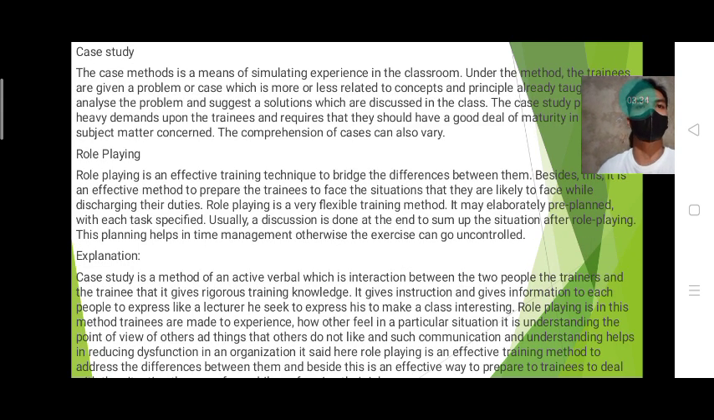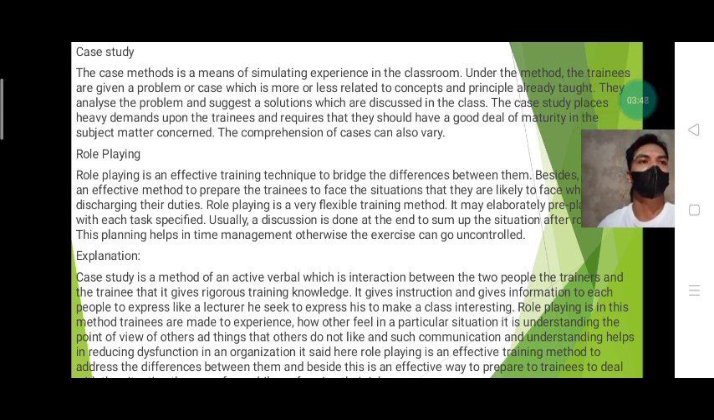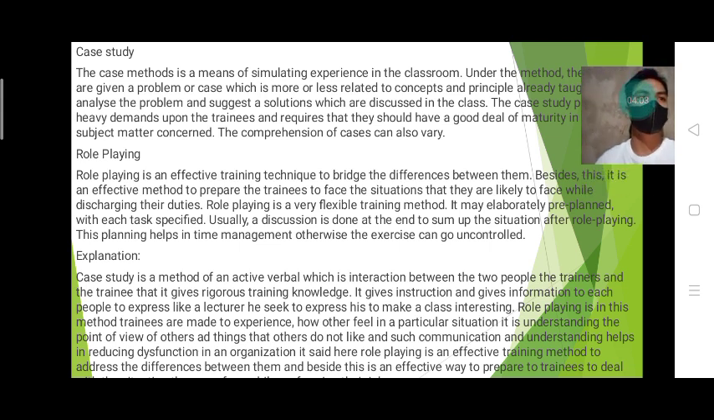Case study. The case method is a means of simulating experience in the classroom. Under the method, the trainees are given a problem or case which is more or less related to a concept and principle already taught. They analyze the problem and suggest a solution, which is discussed in the class. Role-playing. Role-playing is an effective training technique to bridge the difference between them. Besides this, it is an effective method to prepare the trainees to face the situations that they are likely to face while discharging their duties.